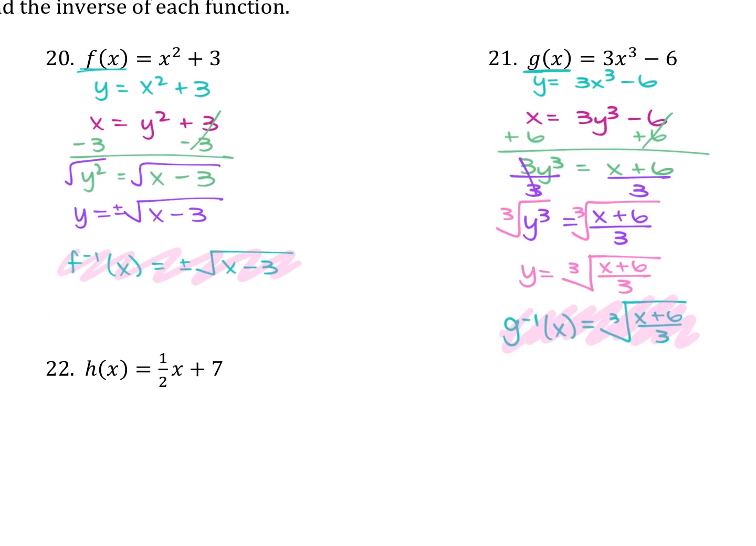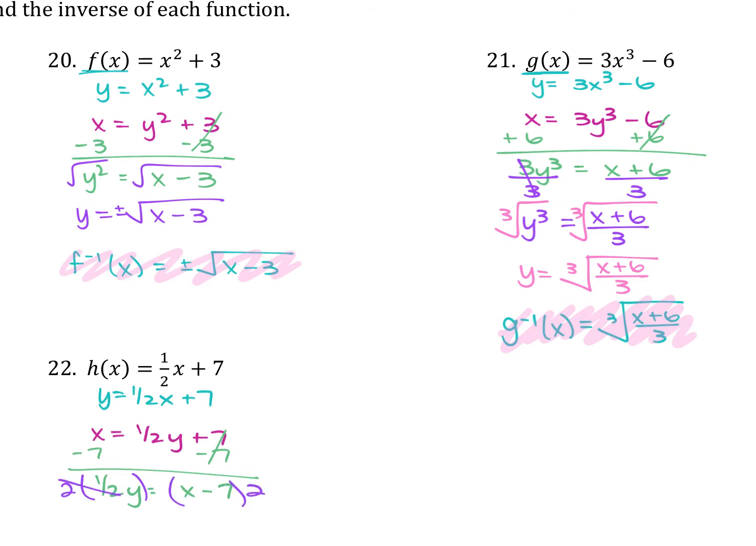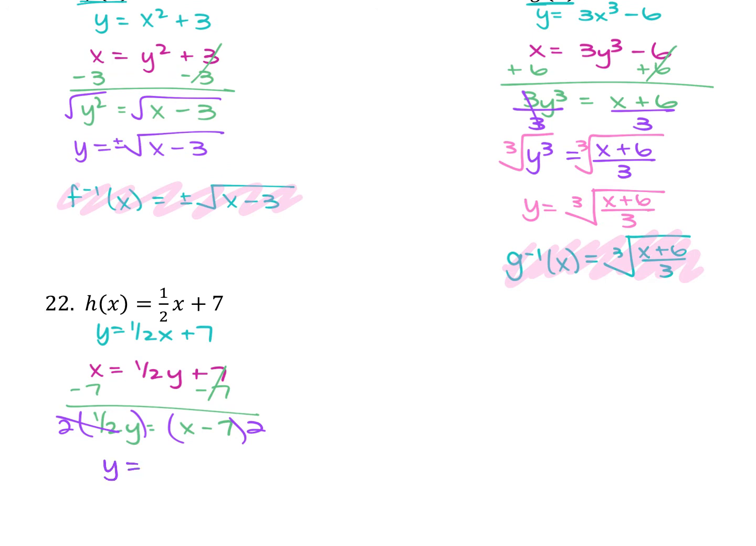For number 22, you have h of x is equal to 1/2 x plus 7. So that h of x becomes y. Then we switch x and y, so where we have x is equal to 1/2 y plus 7. We're going to subtract over that 7. And this leaves us with 1/2 y is equal to x minus 7. Then we multiply each side by 2. Cancels out the 1/2. We have y is equal to 2x minus 14 because we distributed the 2 in.